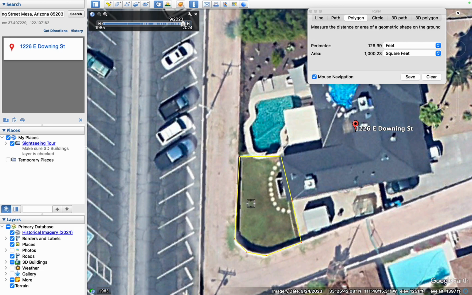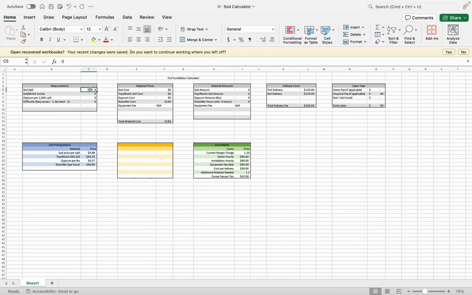So I'm going to take this area and put it into the sod square footage needed: 1,000. In the scenario, I heard rumors that the sod didn't have enough nutrients and the soil was burnt out, so we are going to use 3 inches of soil in this project. This project is in Arizona, so we are going to be using 50 pounds of gypsum per 1,000 square feet because the soil is so acidic.